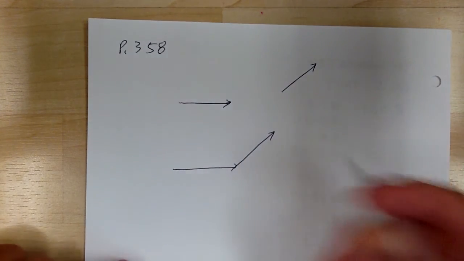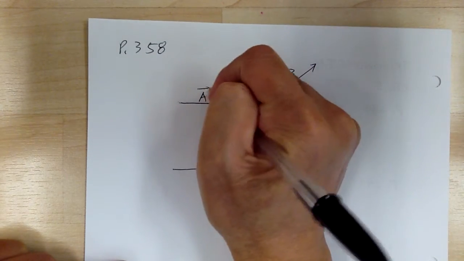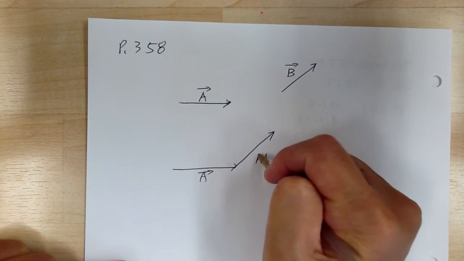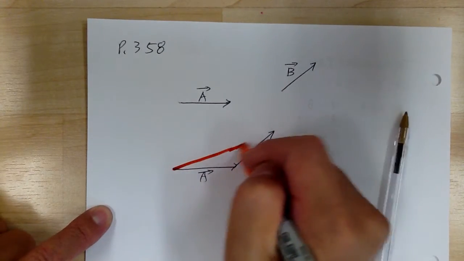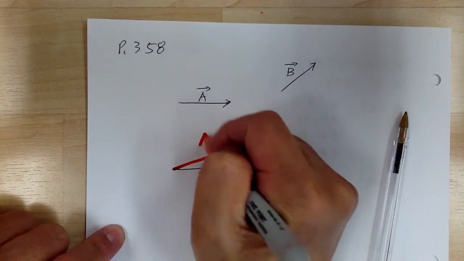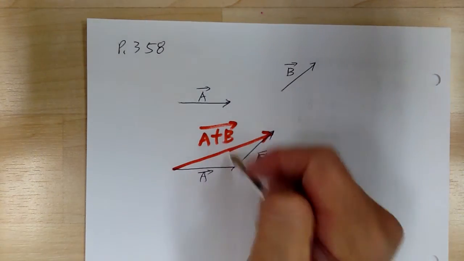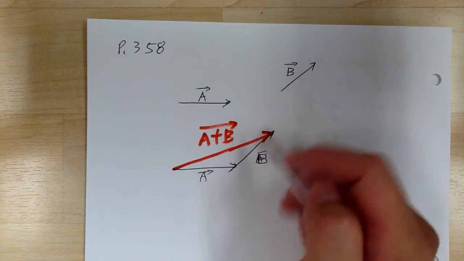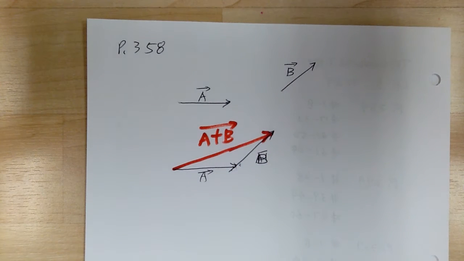So if this is a vector A and this is a vector B, that's your vector A, that's your vector B. So your result would be here. So this would be vector A plus B. So this is the tail to tip. Here's the tip, here's the tail. So you just continue on. That's one method.